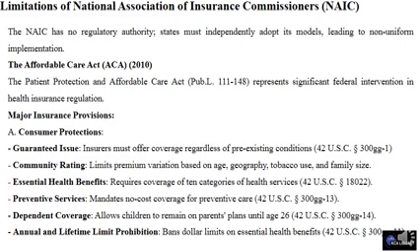Guaranteed issue: insurers must offer coverage regardless of pre-existing condition, while community rating limits premium variation based on age, geography, tobacco use, and family size. Essential health benefits requires coverage of 10 categories of health services. Preventive services mandates no-cost coverage for preventive care. Dependent coverage allows children to remain on parent plans until age 26. Annual and lifetime limit prohibition bans dollar limits on essential health benefits.